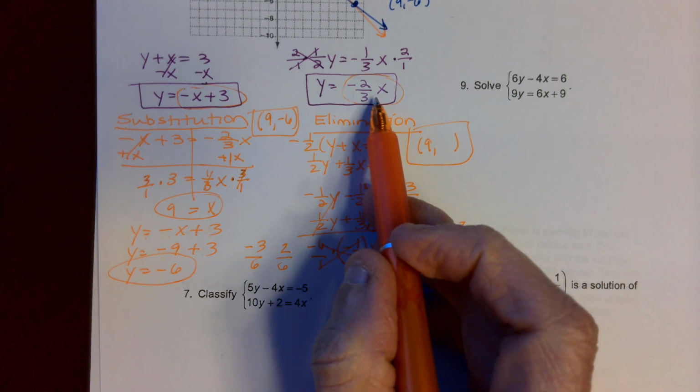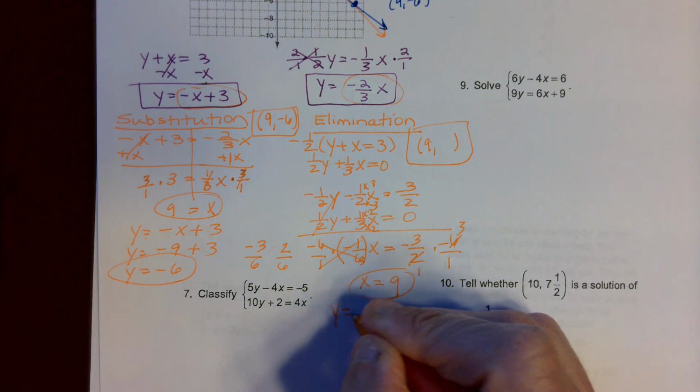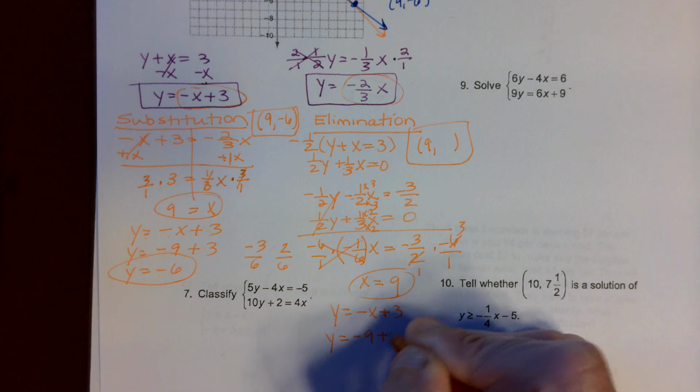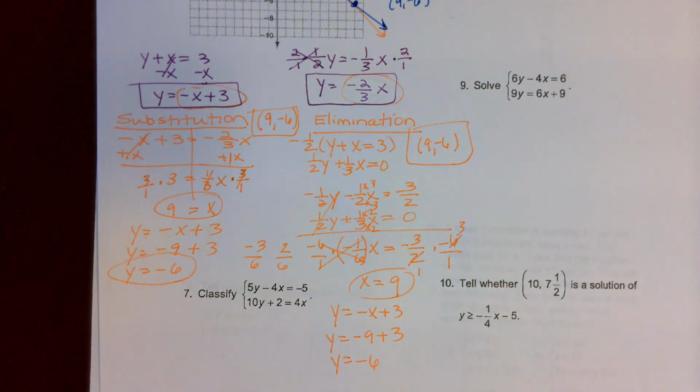I'm going to put it in right here. Use that same one. Y equals negative x plus 3. Y equals negative 9 plus 3. Y equals a negative 6. Yay! All worked. Okay, moving on.